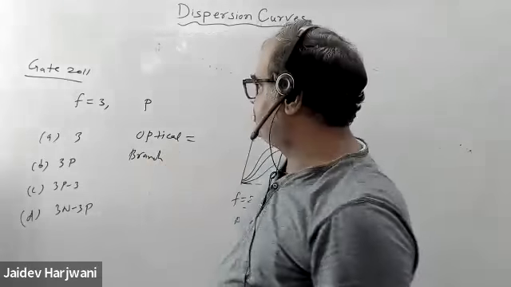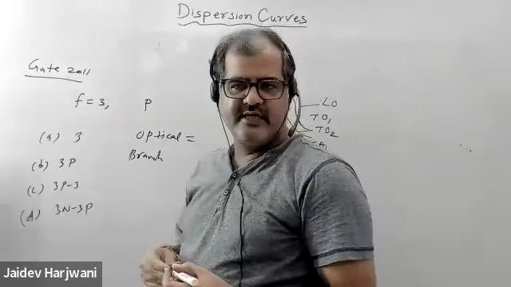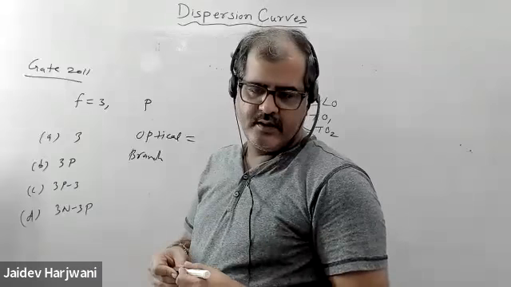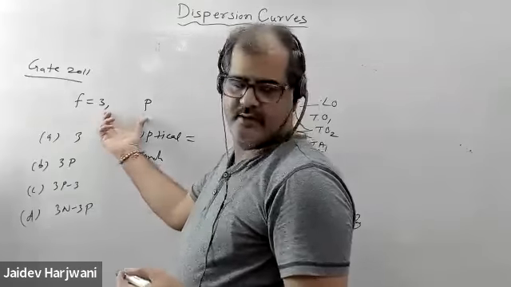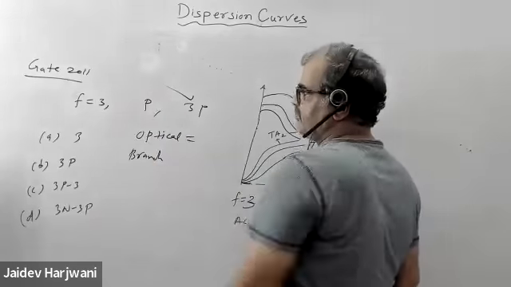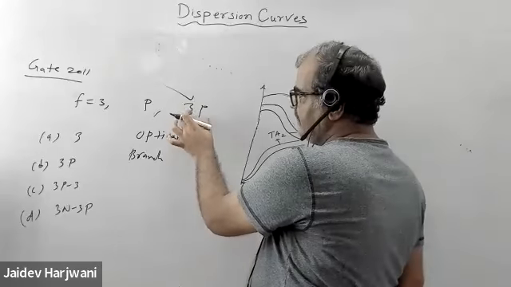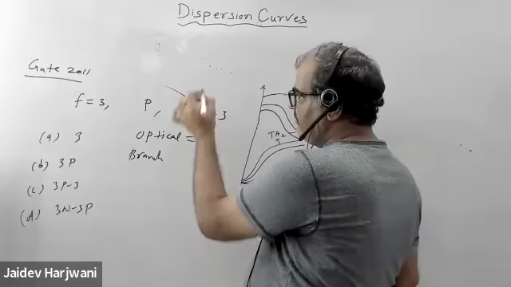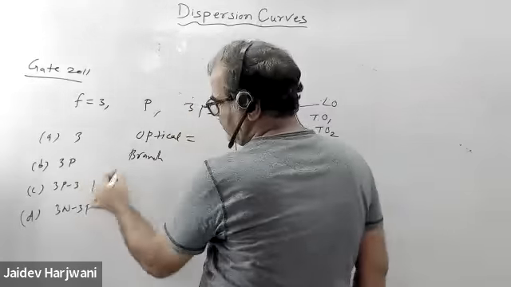So if F is equal to 3, 3 will be your acoustic. Total will be 3p. Total will be how much? 3p. Out of this, 3 will be your acoustic, and the remaining 3p minus 3 will be your optical. So this is the correct answer.